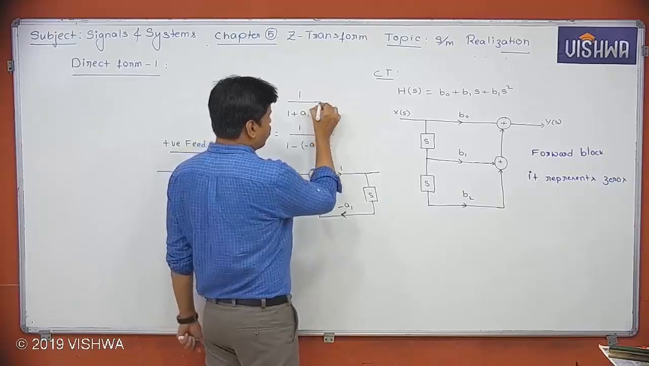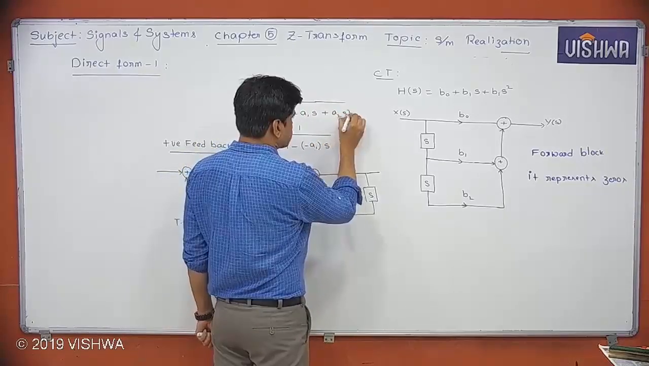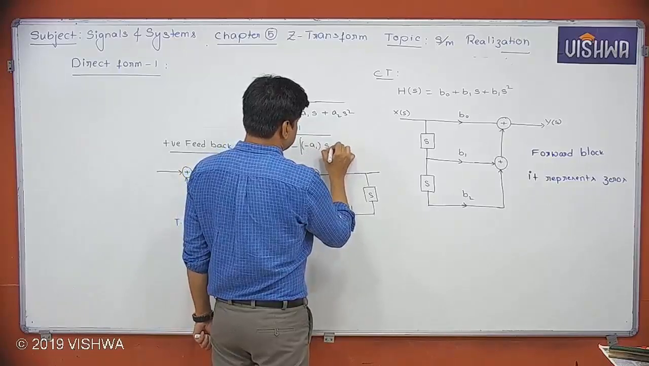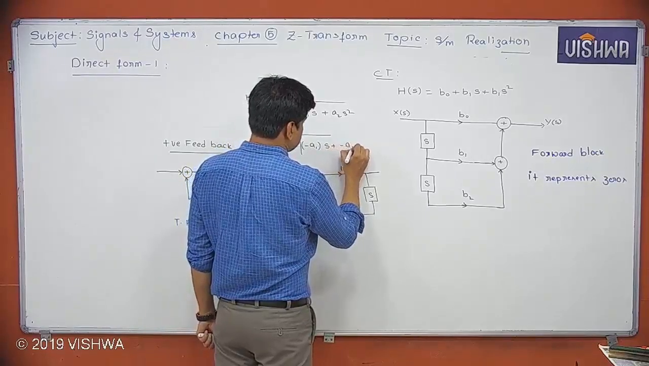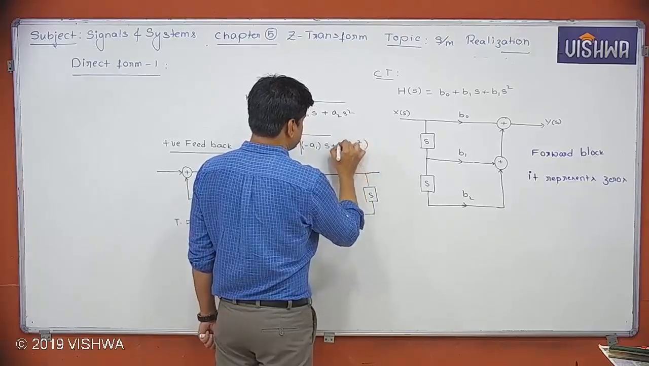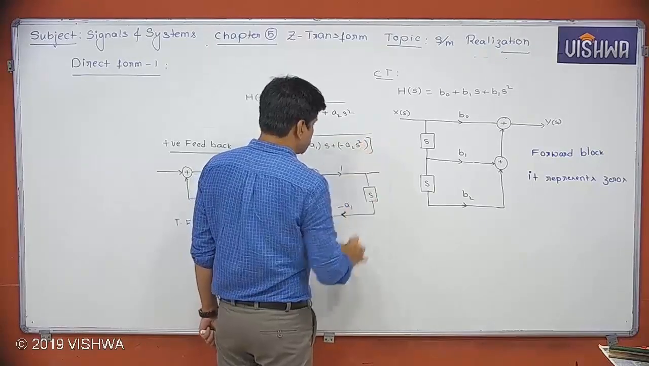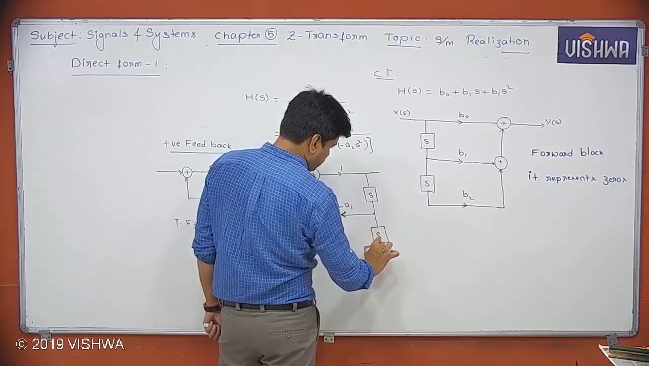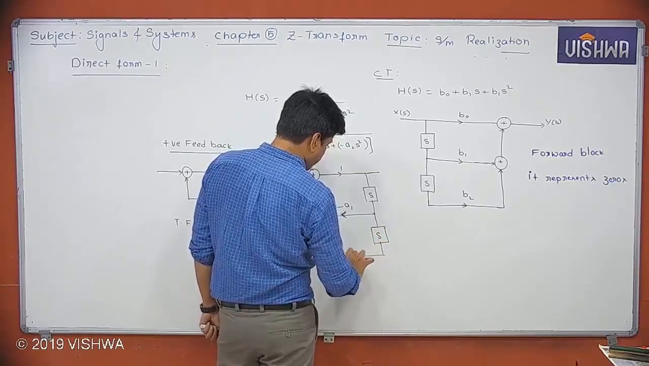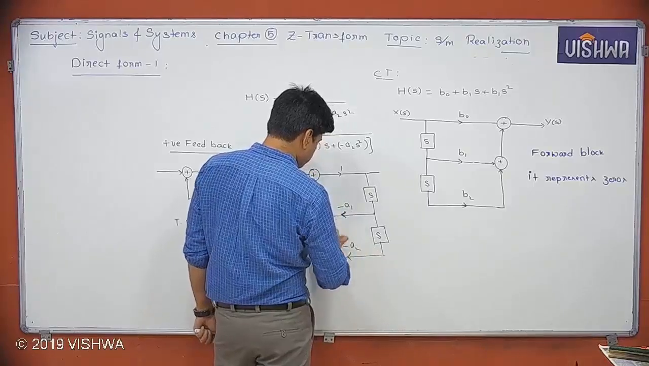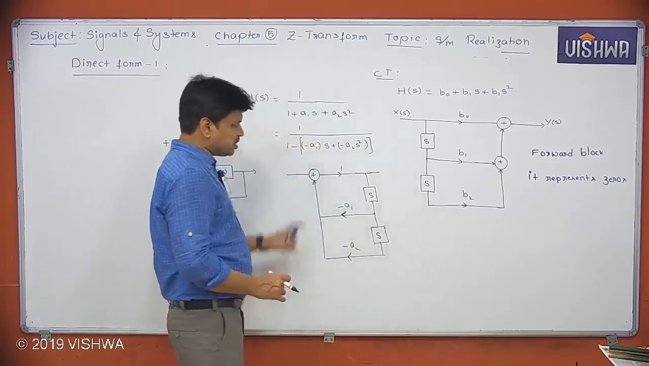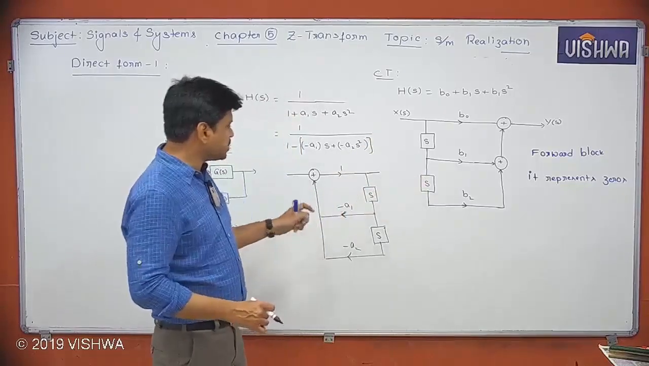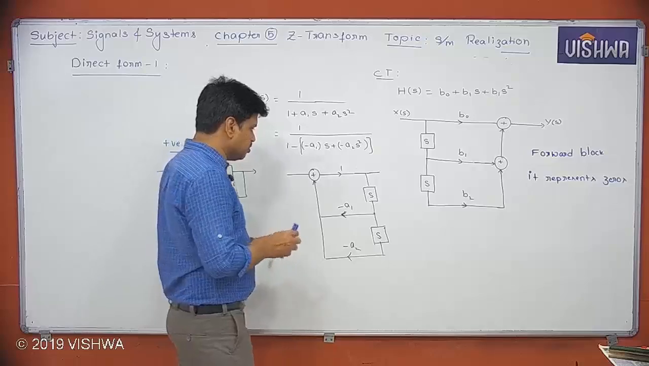Suppose I have one more term, let's say a2 s square, then that can also be written as minus a2 s square. So here I can insert one more s, and in the reverse path I can write minus a2. So this is called the feedback block. This is called the forward block. This is called the feedback block.